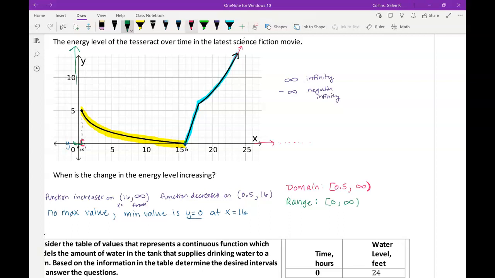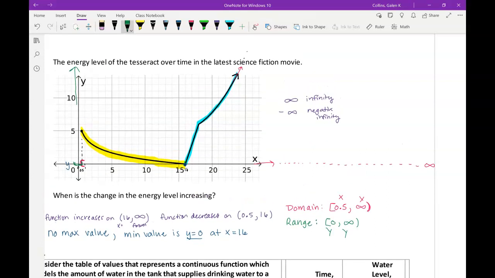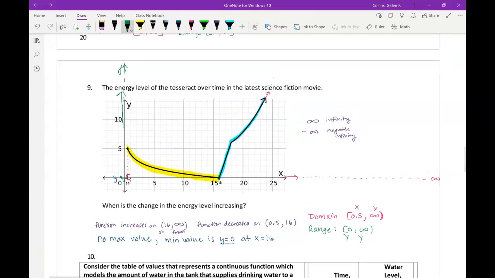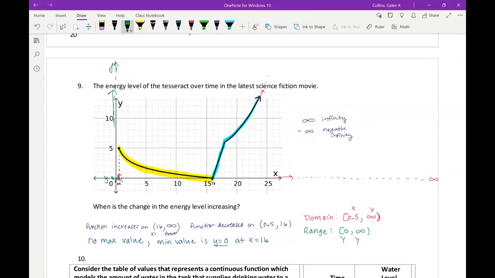Just to clarify, when I write my domain, these are x values. So this is infinitely to the right of my graph when I write that infinity. When I write my range, these are both y values. This is not an ordered pair. I'm just talking about intervals. So that's infinity going up forever. Those are similar, but a little bit different because we're talking about x's or y's.